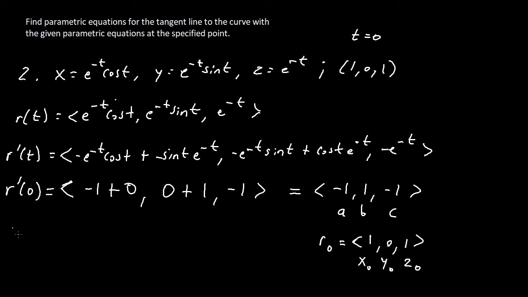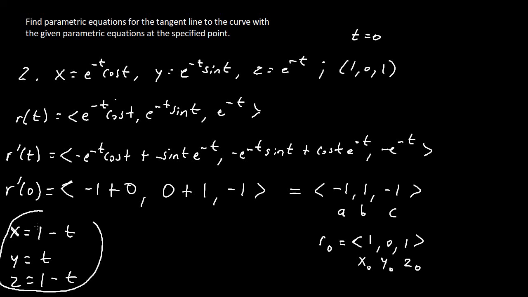So x, once again, is going to equal x sub naught, which is 1, plus a times t, which is negative 1, so we can rewrite it as 1. Instead of plus, we have minus 1 times t. Y is going to equal y sub naught, which is 0, so we just leave it like that. And then plus b times t, so 1 times t is just t. And then z is going to equal z naught, which is 1. And then it's going to have plus c times t. So in this case, minus, once again, t. So those are going to be the parametric equations.